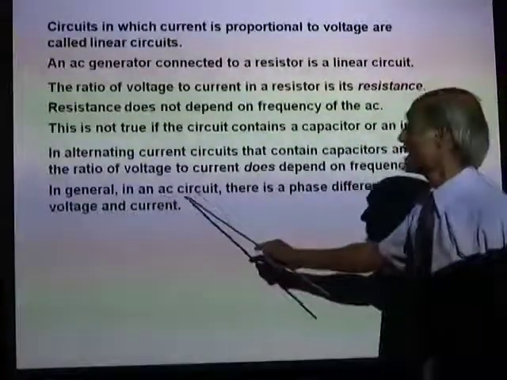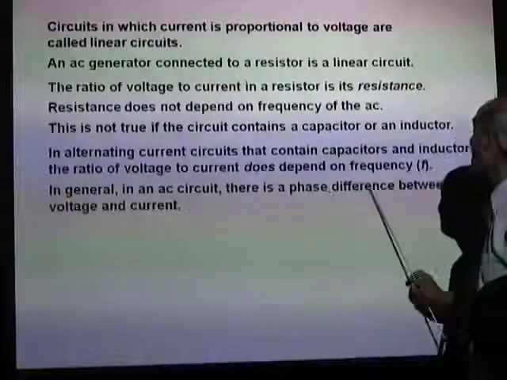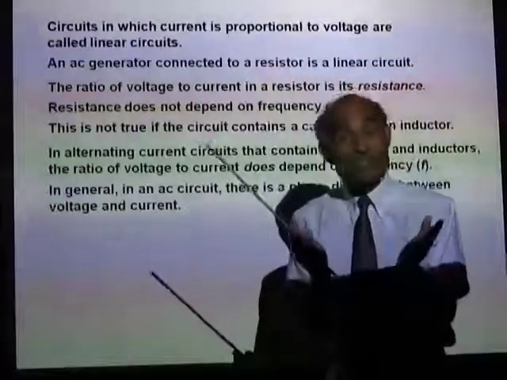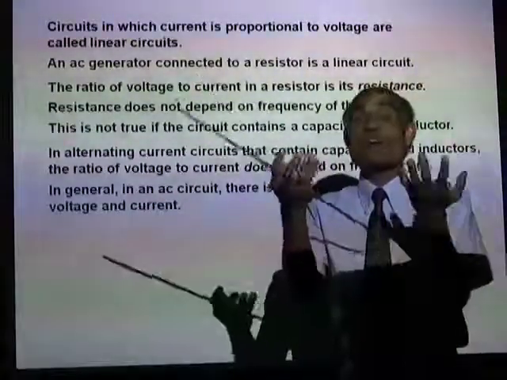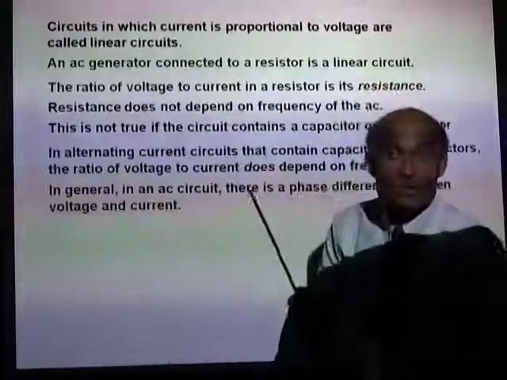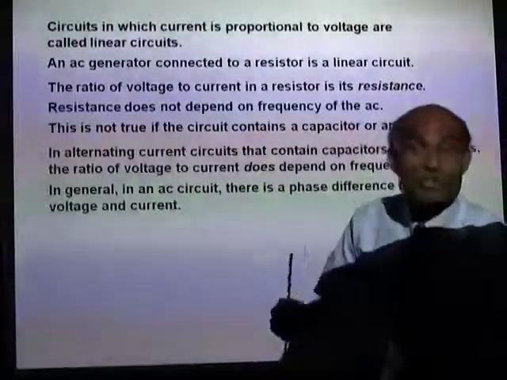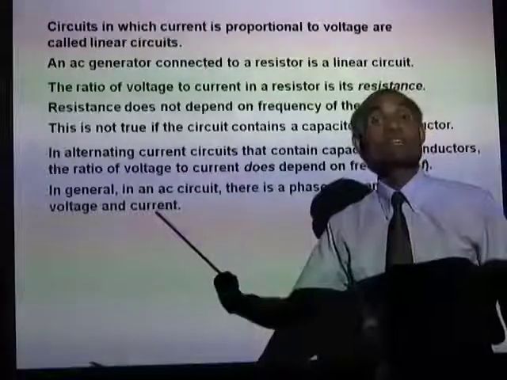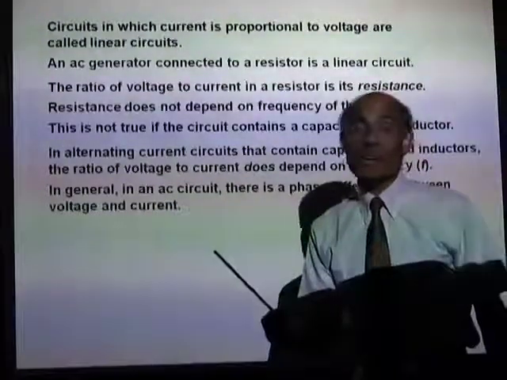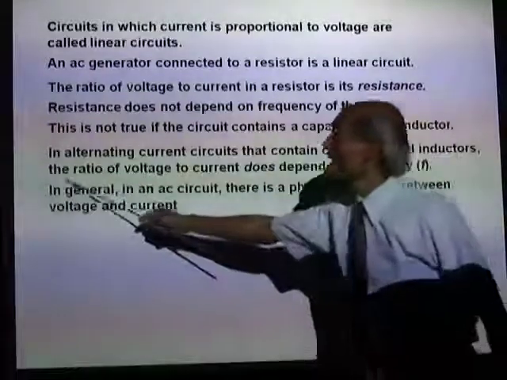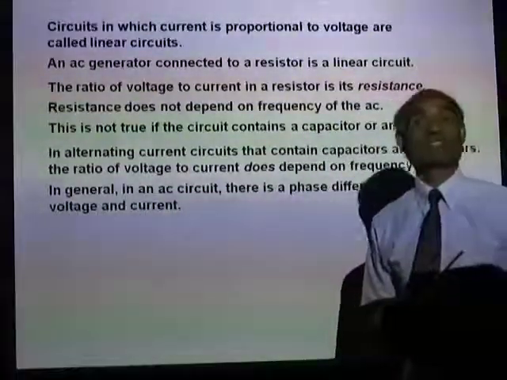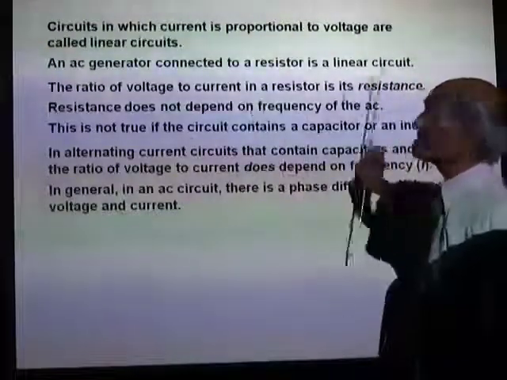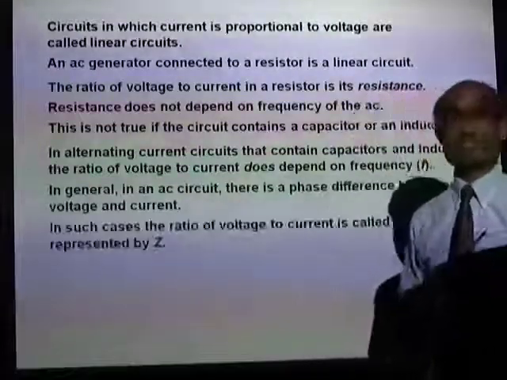In general, in an AC circuit, there is a phase difference between voltage and current. Now, in the case of a resistor, voltage and current are in phase. And so, the ratio of voltage to current is the resistance. But in the case of a capacitor or an inductor, the voltage and current are not in phase. So we can say, in general, in an AC circuit, there is a phase difference between voltage and current. The only exception is the resistance, where they are in phase.